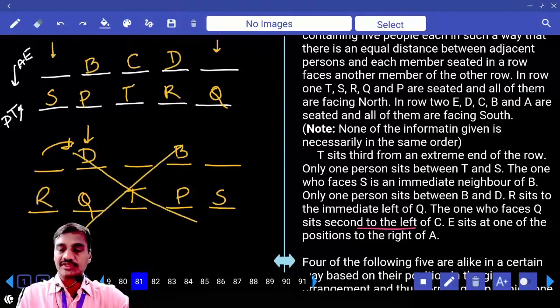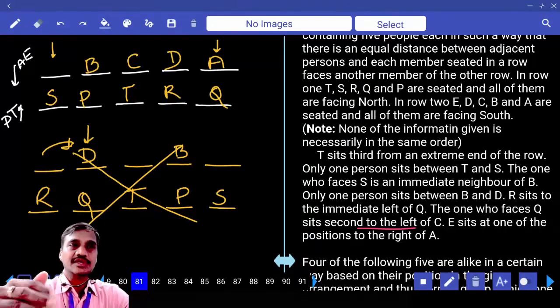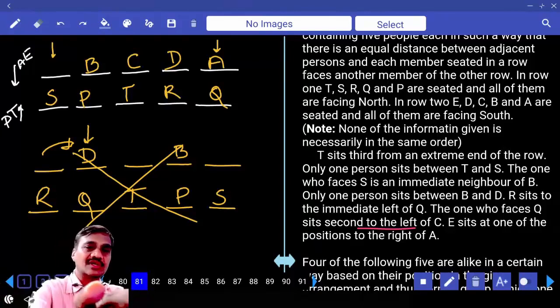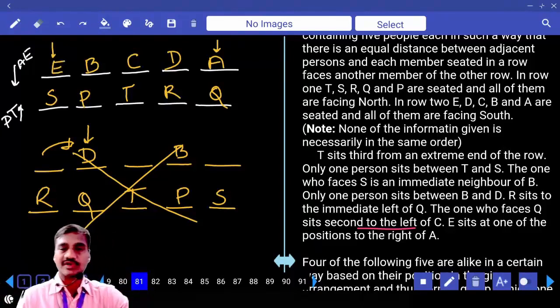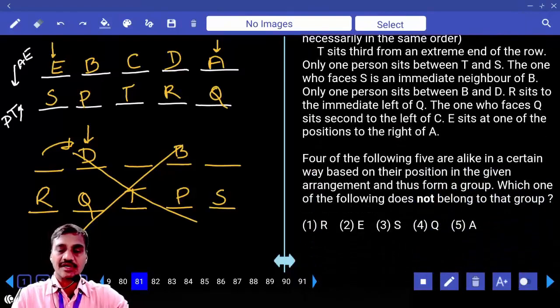And E sits at one of the positions to the right of A. E is at one of the positions to the right of A, as these persons are facing towards south. E is to the right of A means towards our left hand side, that is, E is here. And what is the final arrangement? E, B, C, D, A and S, P, T, R, Q is the order.